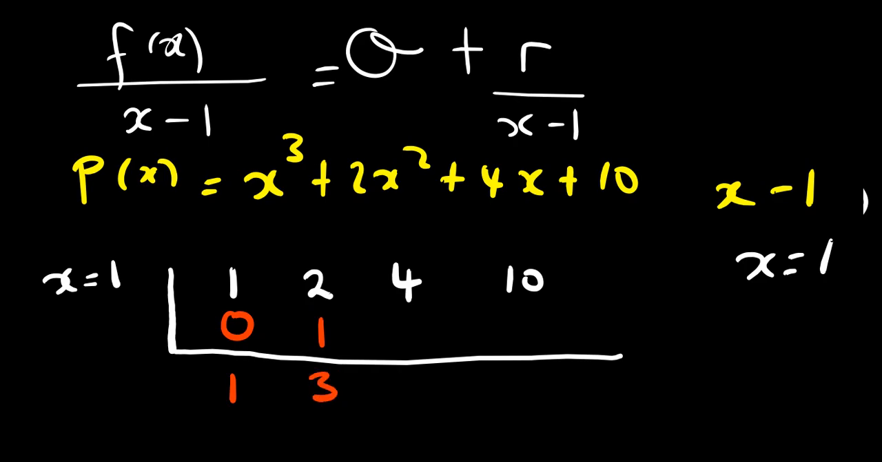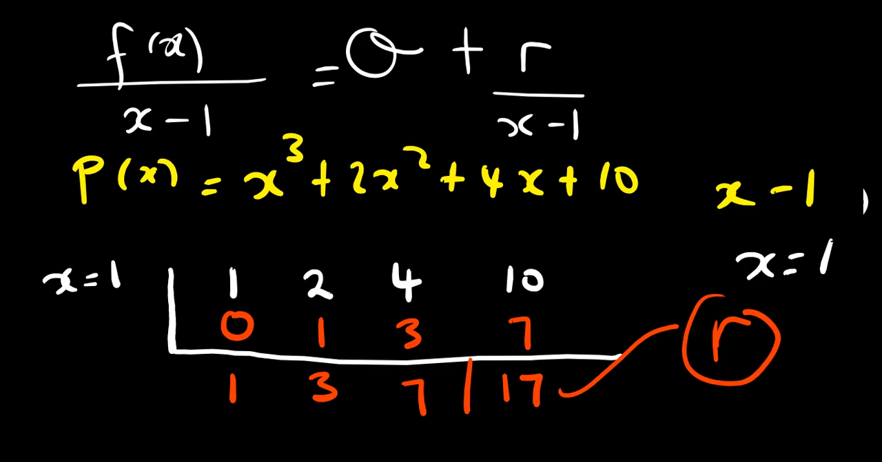1 multiplied by 3, that is a 3. 4 plus 3, that is a 7. 1 multiplied by 7, that is a 7. Then you close here. 10 plus 7, that is a 17. So what this tells you is that the 17 is the remainder. Then these are the answer. So for the answer, you drop the powers of x by 1.